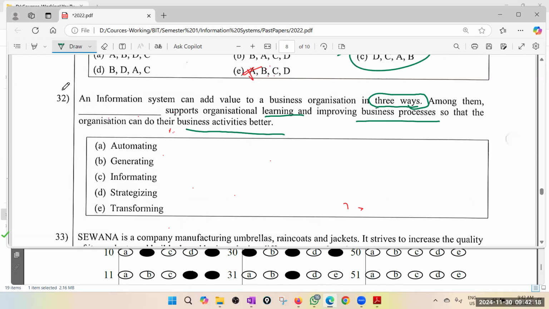So for this question I 100% rely on my common sense because I can't remember. I don't know whether you remember. If you can remember, you will get the answer, if it is mentioned in your note. Okay? Automating, generating, I don't think that will be a direct answer. Informating, strategizing, transformating. So, again.